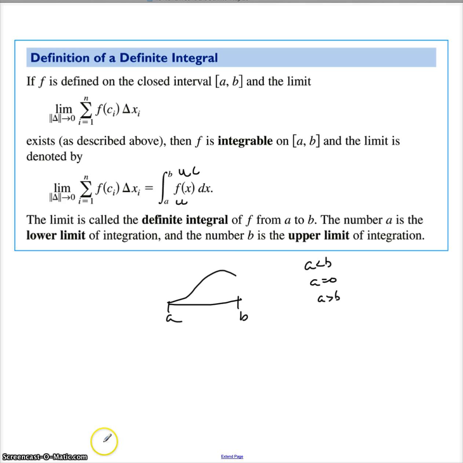Now, there's one word I want you to write right after the definition of a definite integral, and that is number. This is always going to give you a number. It might not be a pretty number, but it's still a number. When we get to indefinite integrals, those are always going to be functions.